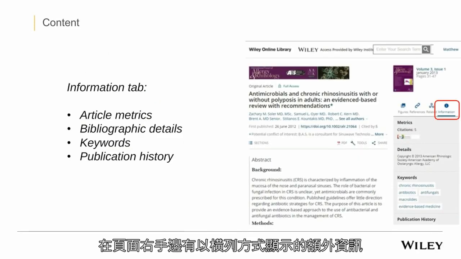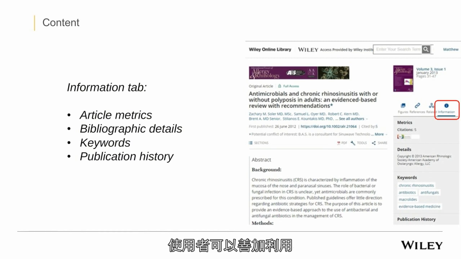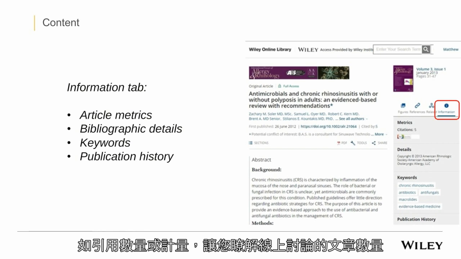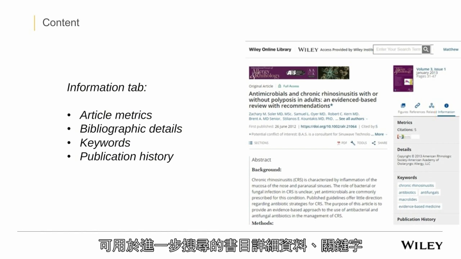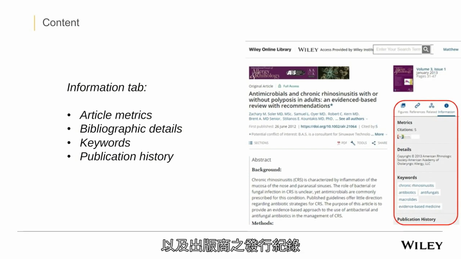On the right-hand side of the page, there's additional information displayed on a rail that users can also utilize to their advantage. The first is the information bar. Here you can see article metrics like citations or altmetrics, which can give you a sense of how much the article has been discussed online. Bibliographic details, keywords, which can be utilized for further searching, and publication history from manuscript to publication, where available.